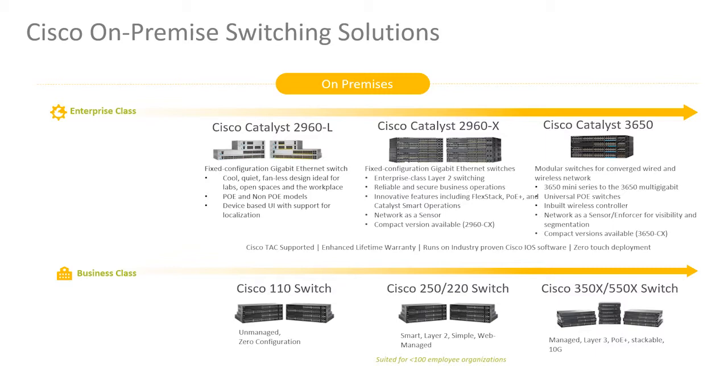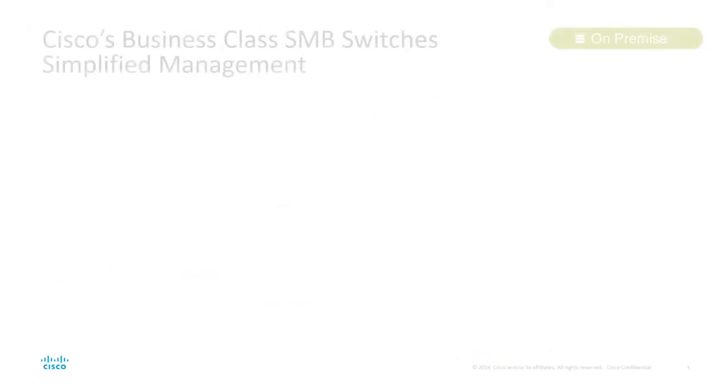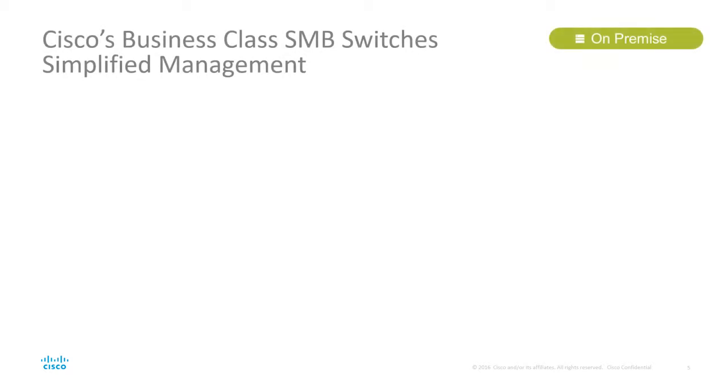For the smaller organization, the Cisco 110 brings an unmanaged, zero-configuration solution. The Cisco 250 and 220 switch product lines provide a web-managed Layer 2 solution. And beyond this, when the customer is looking to implement Voice over IP and on-premise wireless, the Cisco 350X and 550X provide a low-cost alternative stackable solution with PoE. The Cisco Business Class SMB switches, like the Cisco 250, 350, and 550X, also provide a range of manageability options.